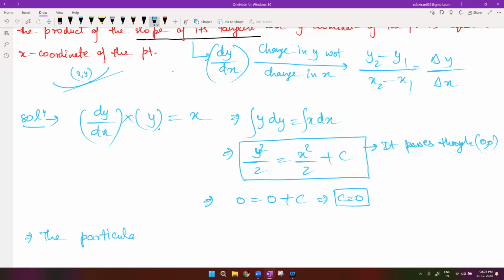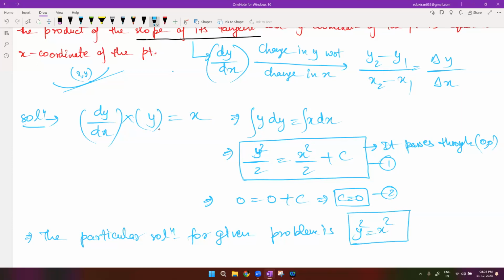The particular solution for the given problem is: you put C equals 0 in the first. Let's name this equation as first and this as second. So use second in first, put C equals 0. Your equation is y square equals x square. कुछ अलग नहीं करना है भाई लोग, पर्टिकुलर सोल्यूशन निकालने के लिए वही काम करने का है, कुछ नया नहीं.